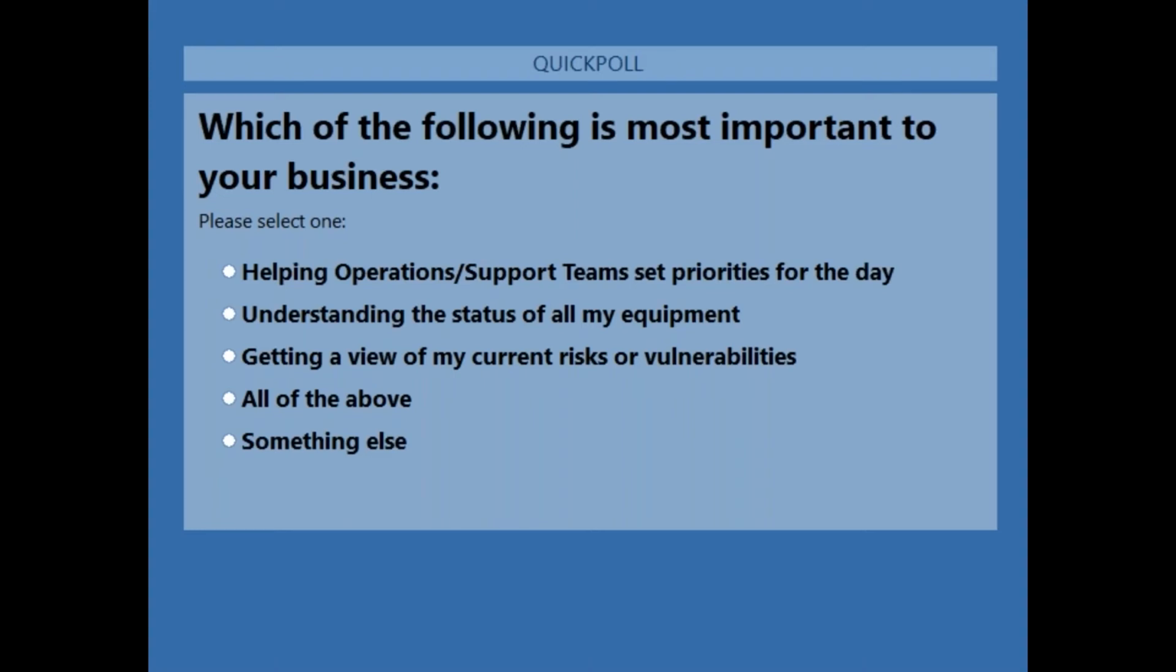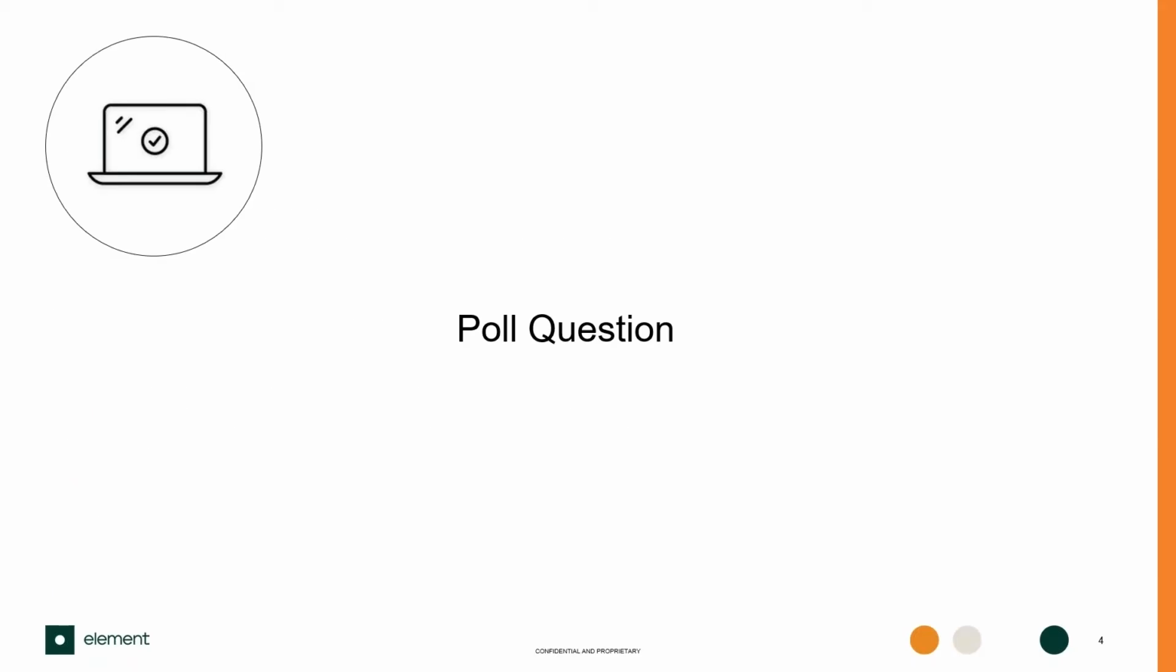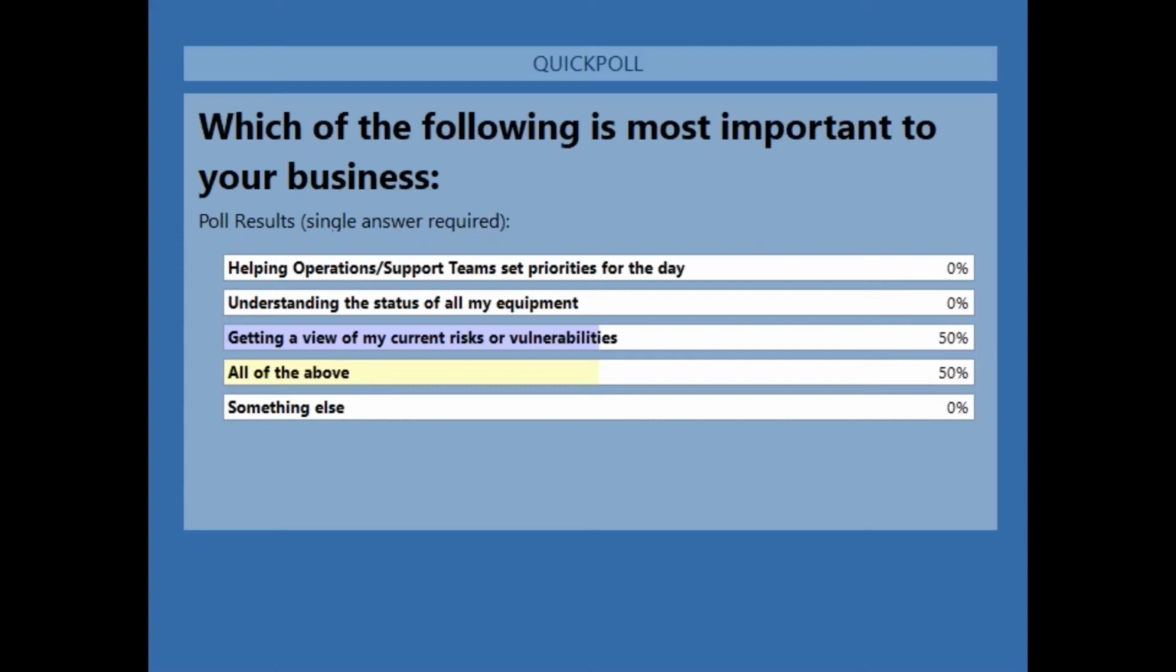Interesting results. The poll is closed, and these are the results. As you can see, about half the people have an issue of getting a view of the current risks or vulnerabilities, and about the other half have all three issues as concerns to them. So we're going to talk about how we deal with some of that.